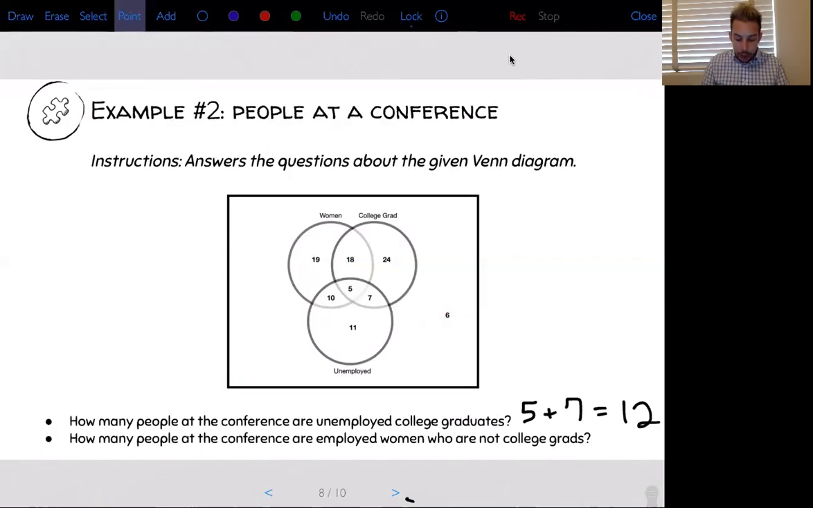But in this question, they asked for only women. So we wanted employed, not in the bottom circle. Women, we want to include the top left circle. Not college graduates, we don't include the top right. So you have to be in this inside circle on the top left, but in neither of the other 2 circles, which is just this value here, 19. So there are 19 people at the conference who are employed women who are not college graduates.